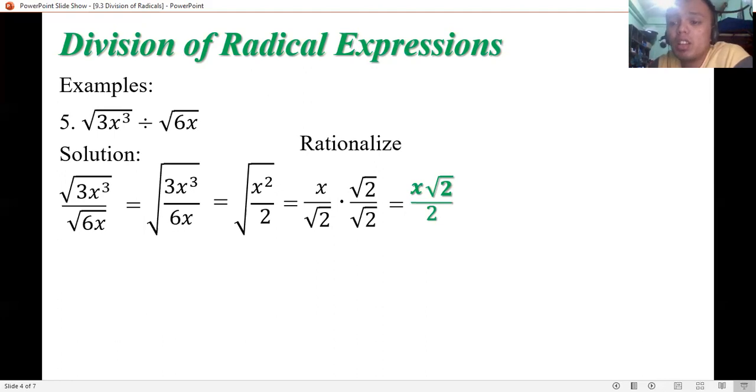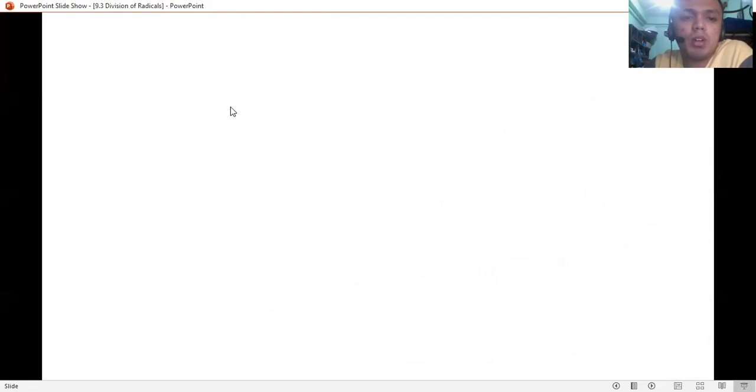Okay? But not all the time, ha, na pwede natin i-multiply dito is kaparehas niya lang. Not all cases kasi depende pa rin yan sa index. Dito mas madali kasi nga pareho silang square root. Okay? Let us have another example.